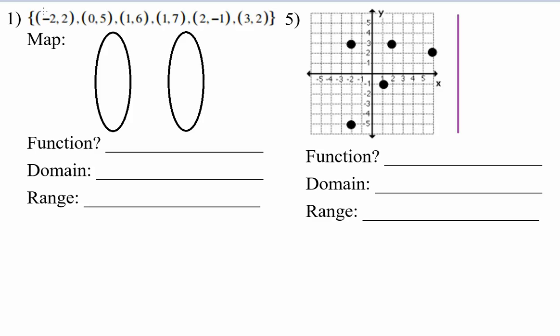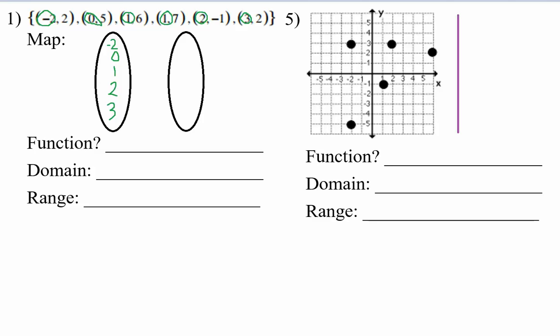So the first numbers, the x coordinates in this case, and luckily for us they're all already in numeric order, least to greatest. Those are all of our inputs. So -2, 0, 1. Now since it's a repeated 1, we don't have to write it again. 2 and 3. So those are our inputs, which go in the first oval, which is our x values.